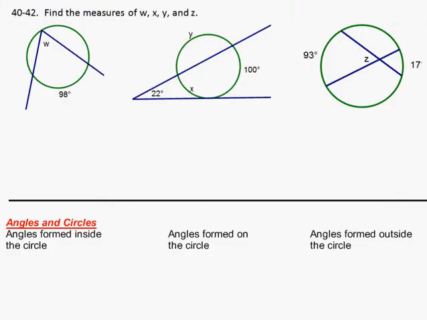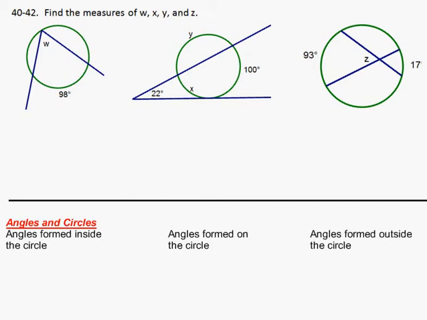Okay, coming to this next set of questions, these deal with angles in circles. So down here at the bottom, we're going to do a quick review of what angles equal when they're within or around a circle. So I split this up into 3 different parts. Angles formed inside the circle.